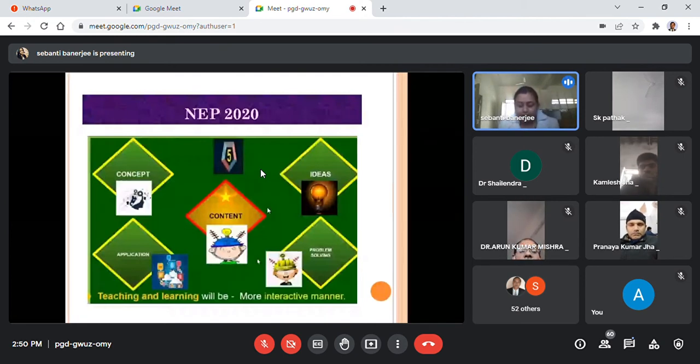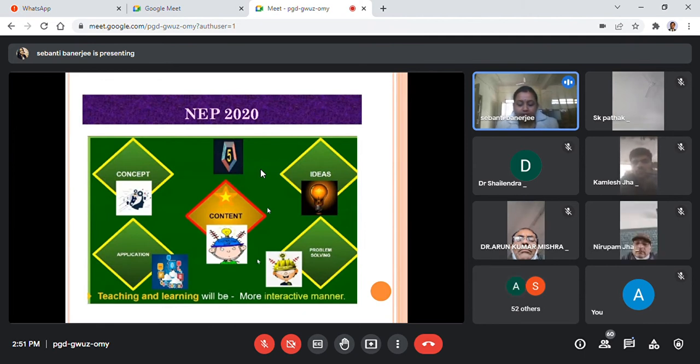There will be no hard separation between arts and science, between the curriculum and the extracurricular activities, between the vocational and the academic skills, and the students are encouraged to do skill-based education. Currently, India spends a total of 3% of its GDP on the education sector, as per the 2018 economic survey. But NEP 2020 aims at spending about 6% of the GDP on the education sector.